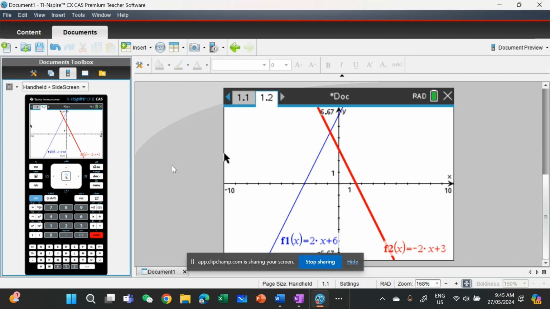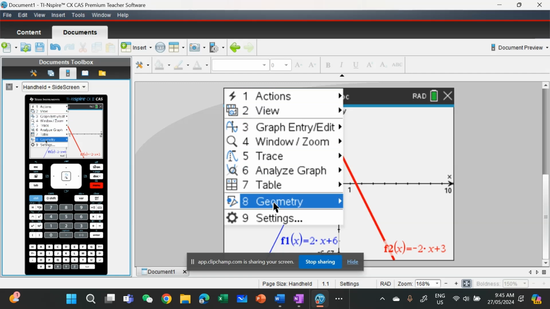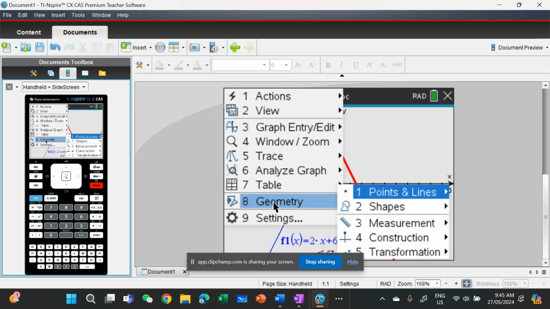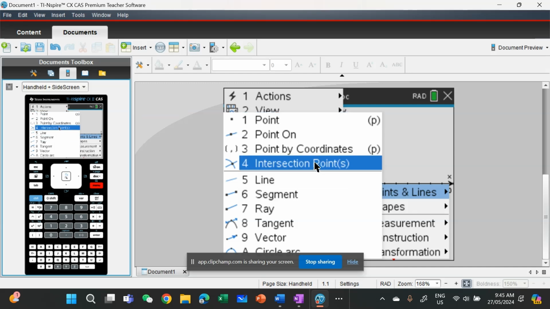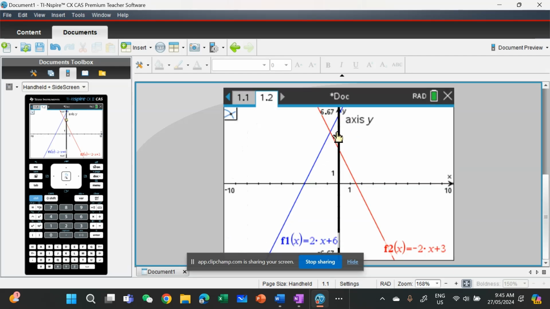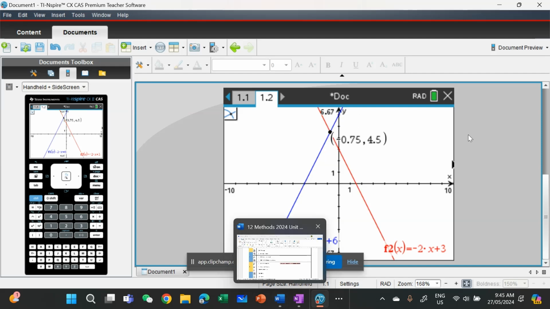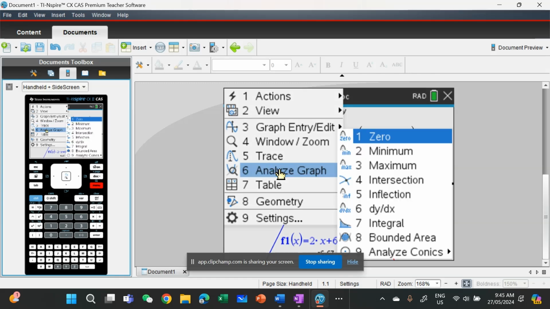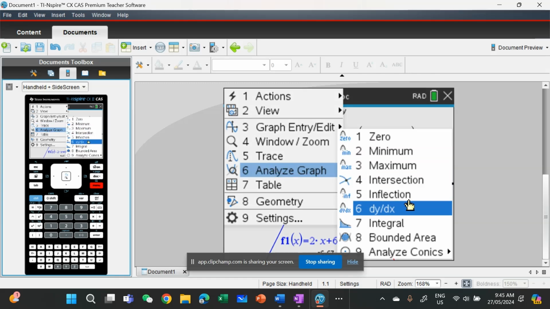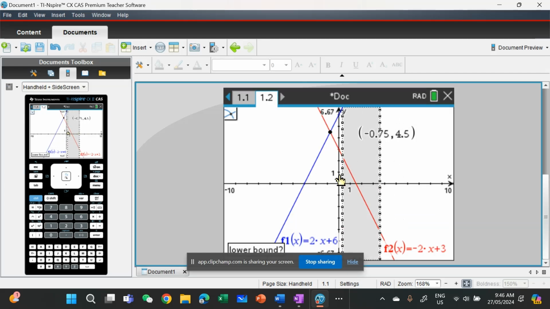For the analysis, we click the menu, go to geometry, then points and lines, and you can see the intersection point. If you click that, your intersection point will be negative 0.75 and 4.5. Yep, this is your intersection point. Or we have another way: we could do analysis graph and intersection. You drag the whole thing, and you can see that's the intersection point as well. Hopefully that all makes sense.